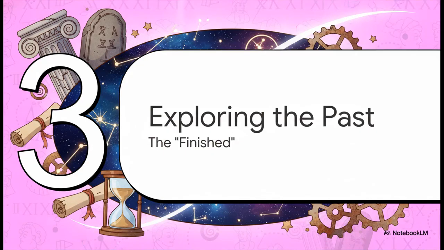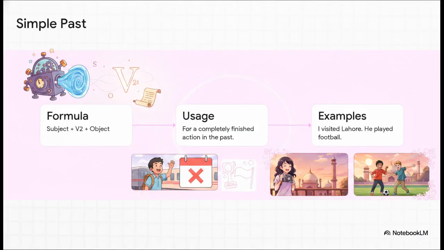Part 3, exploring the past, also known as the finished. Let's jump into the time machine and look at actions that are completely done and dusted. We'll start with the simple past. Look at how incredibly easy this formula is. Subject plus the second form of the verb, or V2, and your object. I visited Lahore. He played football. That is literally it. It's the most direct way to say a job is totally finished in the past.